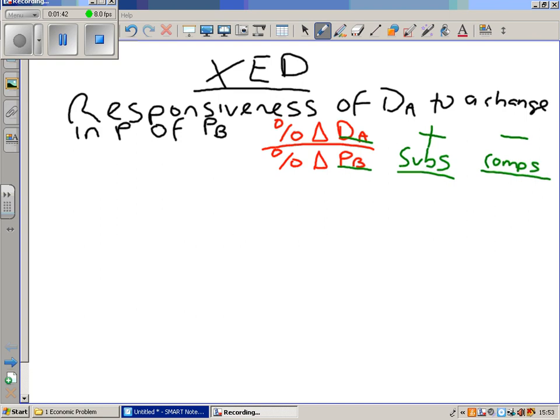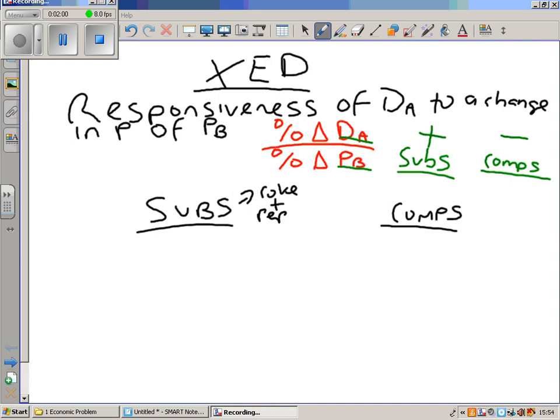Now let me just draw a diagram to explain the relevance of this. We'll use one to show substitutes and one to show complements. The examples I always use to remember this: for substitutes, think Coke and Pepsi. Complements, think about a PS3, so a games console, and the games. So in other words, products that we tend to use together.